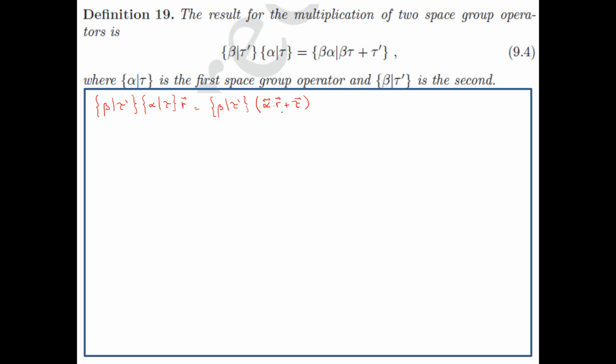Then now I apply the second operation, use the same rule. Now this is the vector I must consider, the full vector. I will have beta alpha R plus beta tau plus tau prime, right?